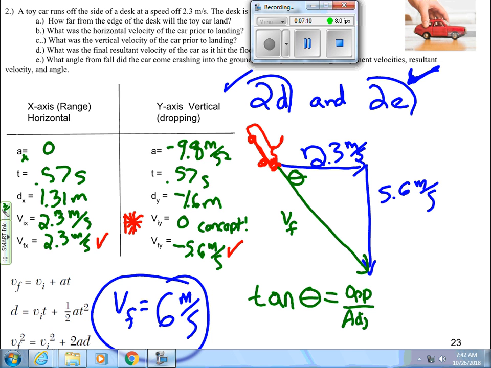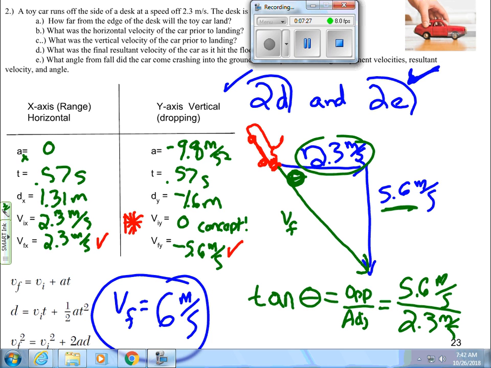Now I can write, what's my opposite? My opposite is this number, 5.6 meters per second. What's my adjacent to this angle right here? It's this number. So it's 2.3 meters per second.